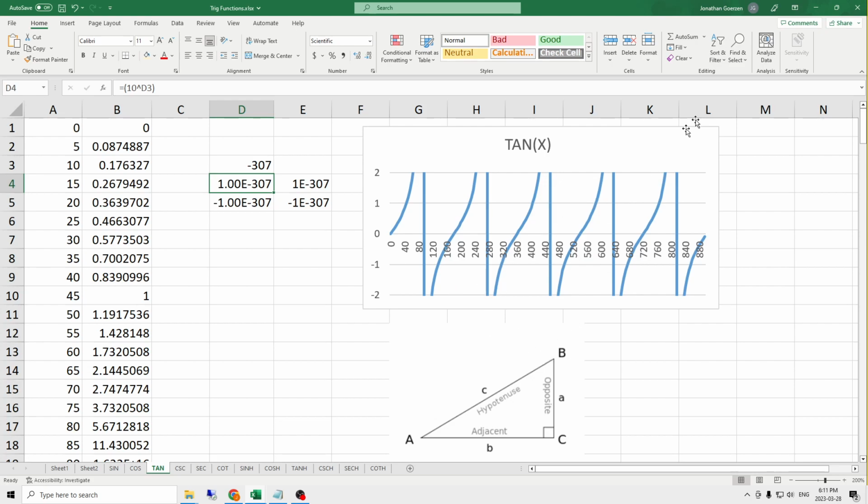Some related functions to tangent are, of course, sine and cosine, and the inverse of the tangent function, which is the cotangent function. This concludes the video encyclopedia entry for the tangent function.